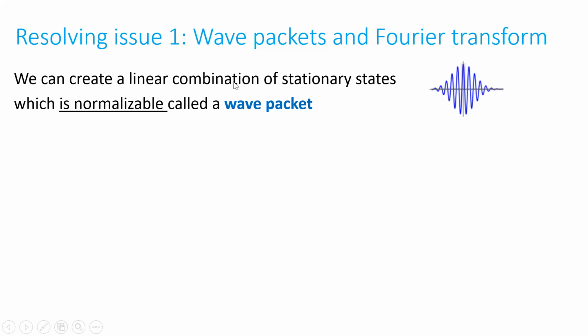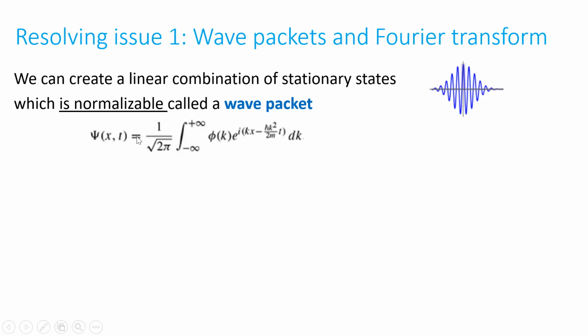So we can add in any way we want all these harmonic stationary states that we found. Any linear combination of them is also a solution. So this wave packet is guaranteed to be a solution if it's made up of the harmonic stationary states. Okay, so what does that look like?